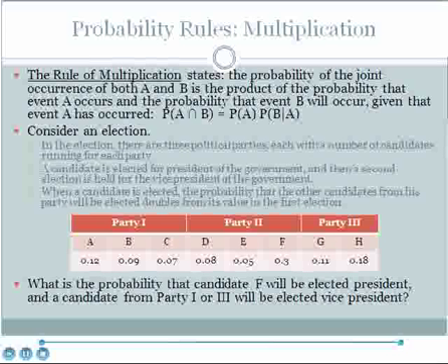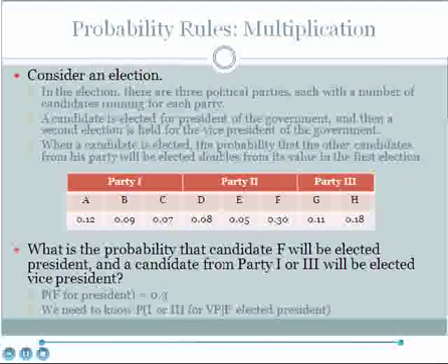What is the probability that candidate F will be elected president and a candidate from Party 1 or Party 3 will be elected vice president? We know from the table above that the probability that F is elected president is 0.3. We also need to know the probability that 1 or 3 is elected for vice president, given that F has been elected for president. The product of these two will be the likelihood that candidate F will win and a candidate from Party 1 or 3 will be elected VP.